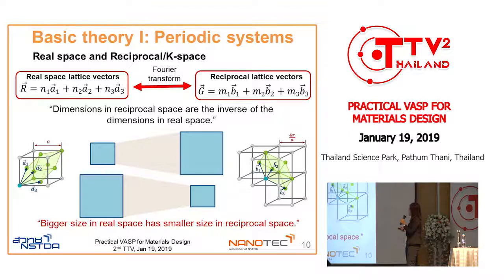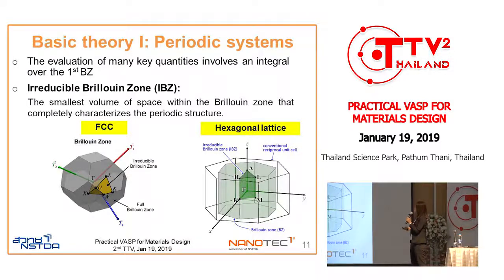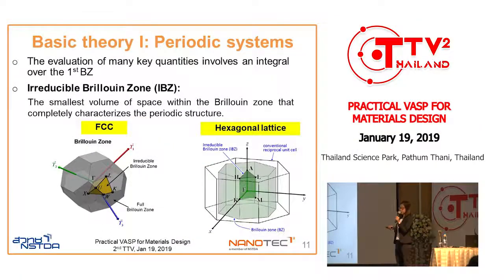And the lattice constant of the cell is a in real space, but it will be 4π/a in reciprocal space. So the smaller size in real space will be the bigger size in reciprocal space, and vice versa. And in reciprocal space, when we calculate the property in the Brillouin zone, we can get the whole property of the system. And the irreducible Brillouin zone represents the smallest region that represents the Brillouin zone and the whole system.